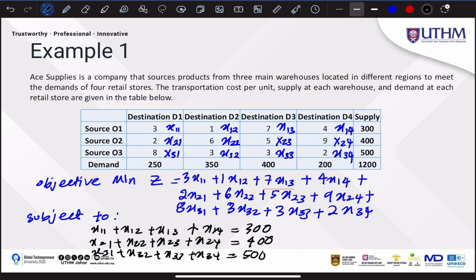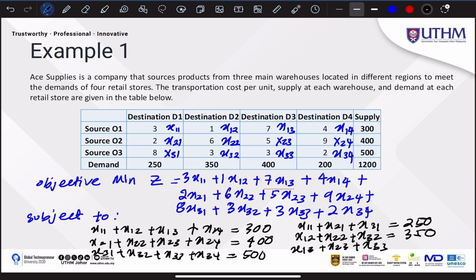And then for the column constraints, you will have x11 plus x21 plus x31 equal to 250. The second column, you need to add all of this part. Okay, and then we have the third column. And then the last column is equal to 200.